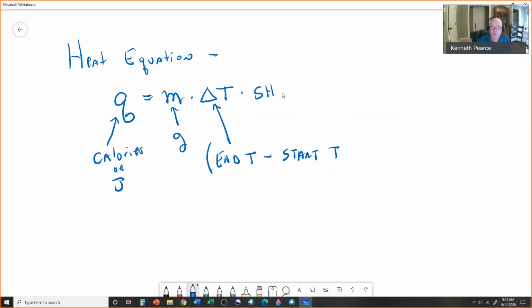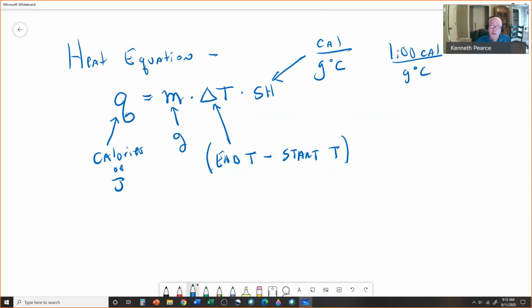Now, for our purposes, we'll generally try to keep it positive. So if you get a negative temperature change, which means the temperature dropped, just go ahead and change it to a positive number. Technically speaking, if you have a negative number, that means you have released heat, and if you have a positive number, that means you've absorbed heat. And the specific heat you look up, and it's in calories per gram degrees Celsius. For water, it's 1.00 calories per gram degrees Celsius.